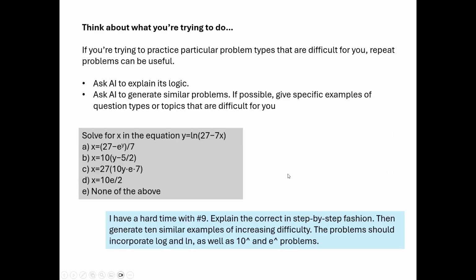And so this was an example. When I gave it that prompt, it spit out a question where you're going to use logarithms to solve for some unknown variable.